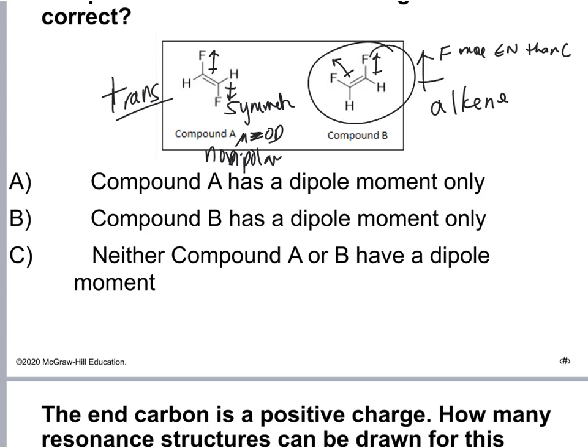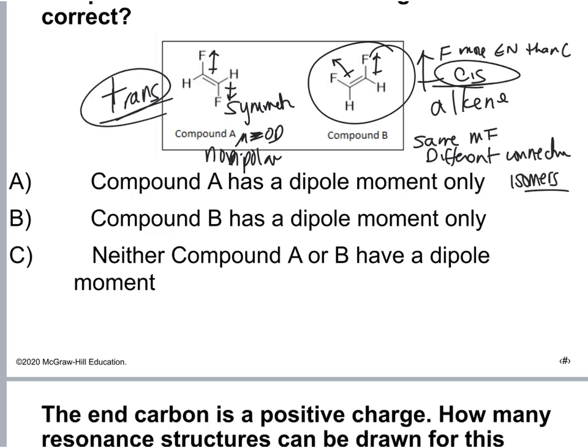You'll see that when fluorine is on the same side, this is a cis molecule. So how are these related? You'll see that they have the same molecular formula. They have different connectivity. So these are isomers, and these isomers are cis and trans. One of them is nonpolar, and one of them is polar. So compound B has a dipole moment.